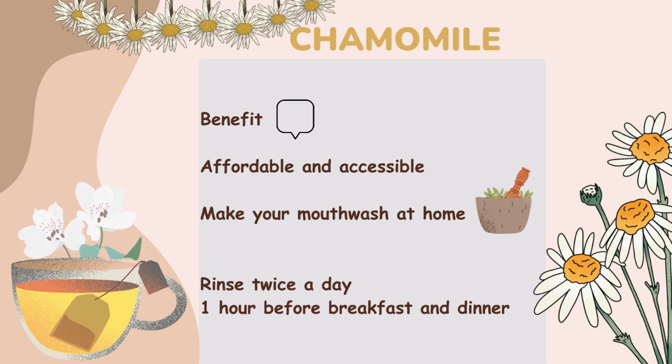Crush 50 grams of dried whole chamomile flower with a mortar and pestle to powder form. Mix the powder with 500 ml of boiled water. Shake well and let it settle. Sieve the mixture and dilute it if you like. Rinse with your chamomile mouthwash twice a day, 1 hour before breakfast and dinner, for 1 minute each.